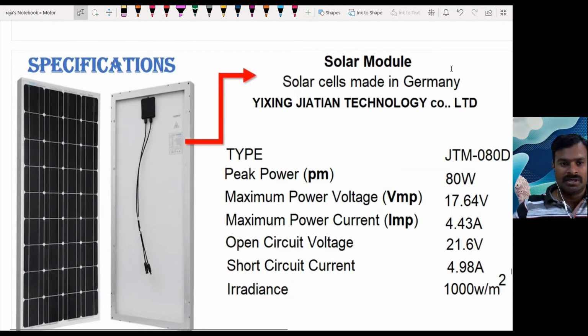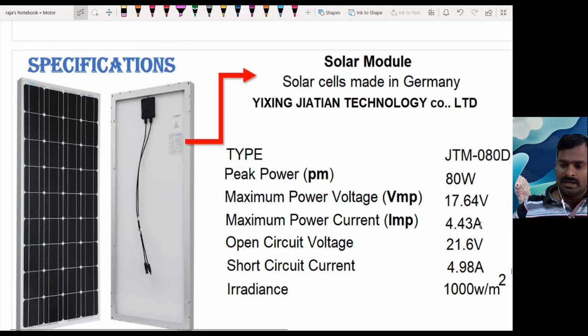First, let us see how to read the specification of a given solar panel. For any given solar panel, you can read the specification on the back side of the panel, which gives details like peak power. That means it can produce up to 80 watts under optimal conditions. And the maximum load voltage it can generate is 17.64.